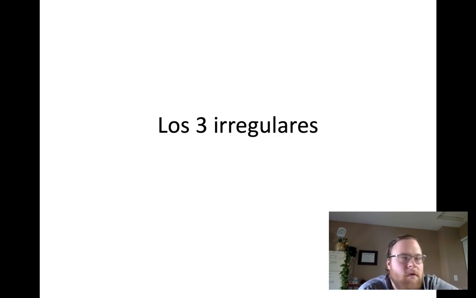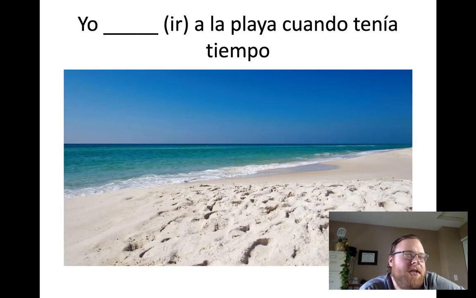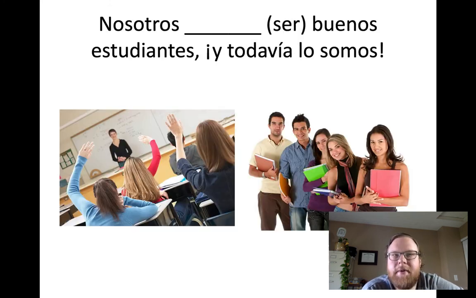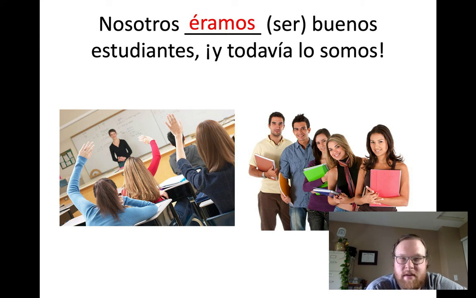Now, let's do a little practice with our 3 irregulars. Again, what are our 3 irregulars? Ser, ir, and ver. That's it. Entonces, yo iba a la playa cuando tenía tiempo. Nosotros éramos buenos estudiantes y todavía lo somos.